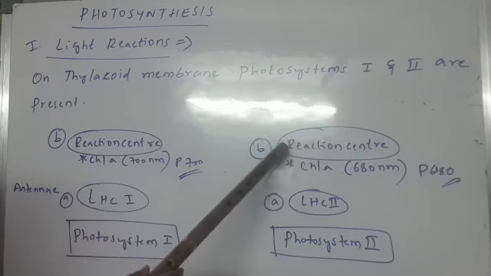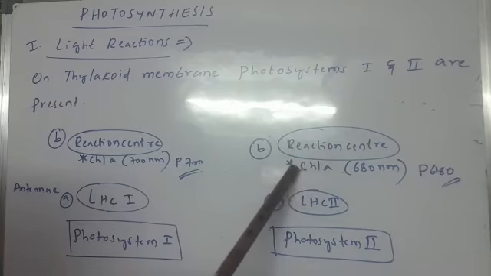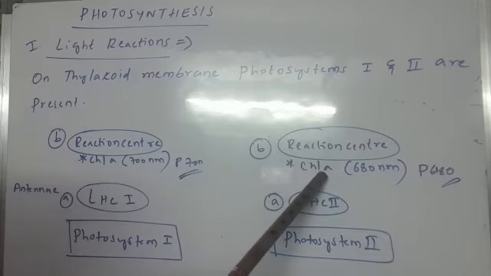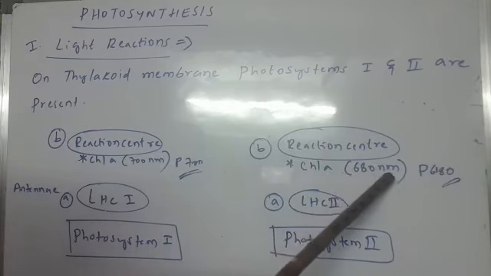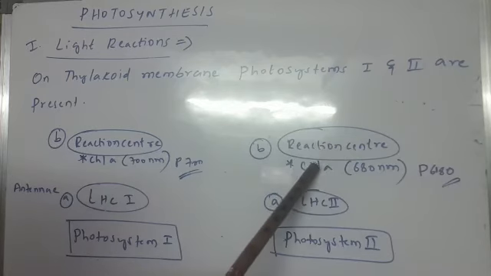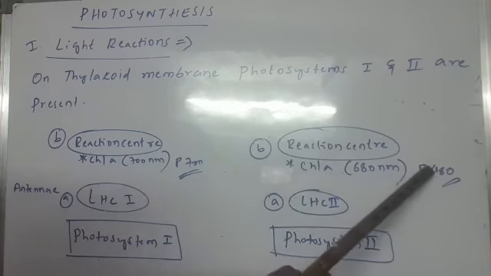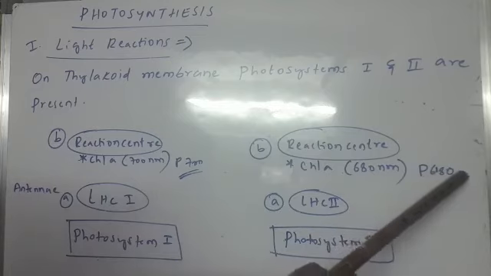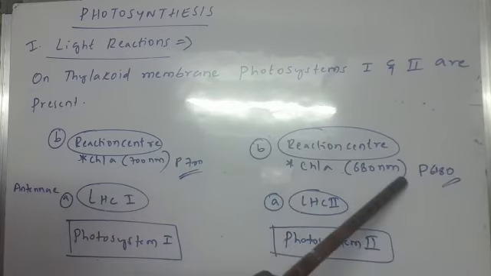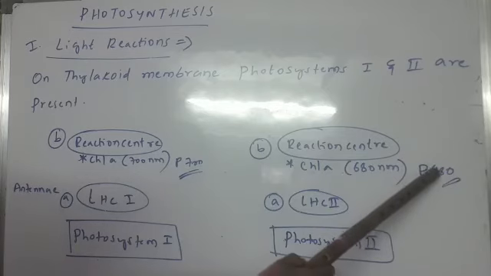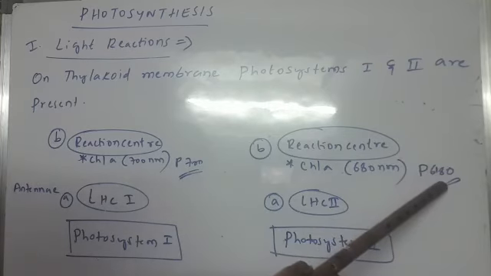Here the reaction center is formed by a special type of chlorophyll A which can absorb 680 nanometers wavelength of light. That is why here we describe it as P680. P680 means this is a chlorophyll A, a pigment which can absorb 680 nanometers of wavelength of light.